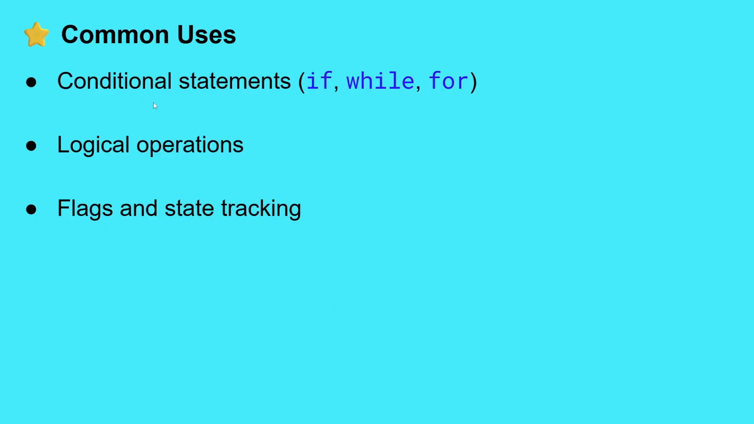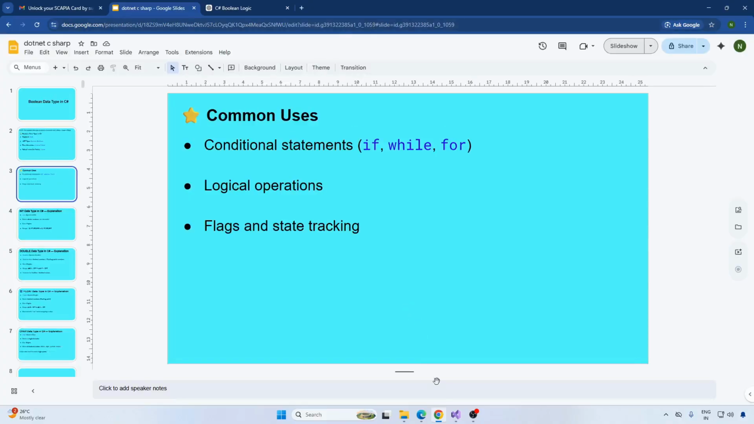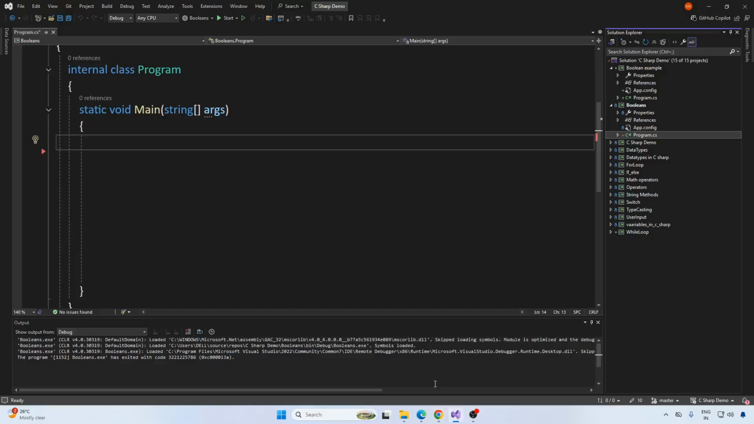Common uses. In general, we use it in conditional statements like if, while, for, and also for logical operations, flags, and state tracking. Now, let's dive into the code. We'll see the examples over there.